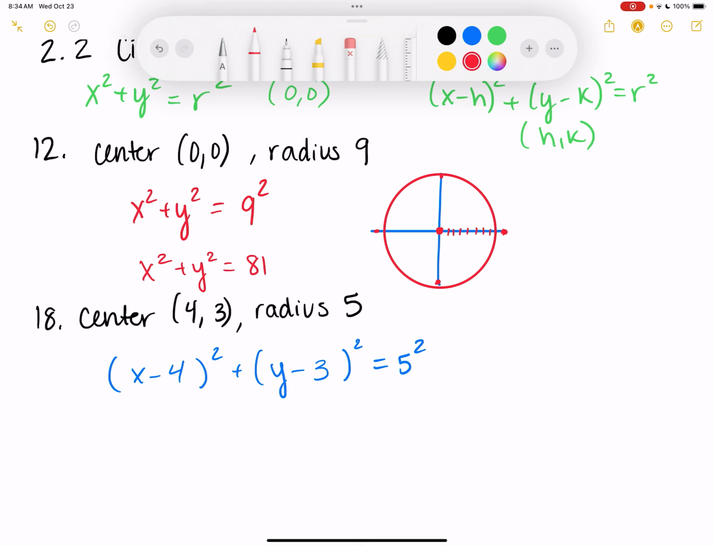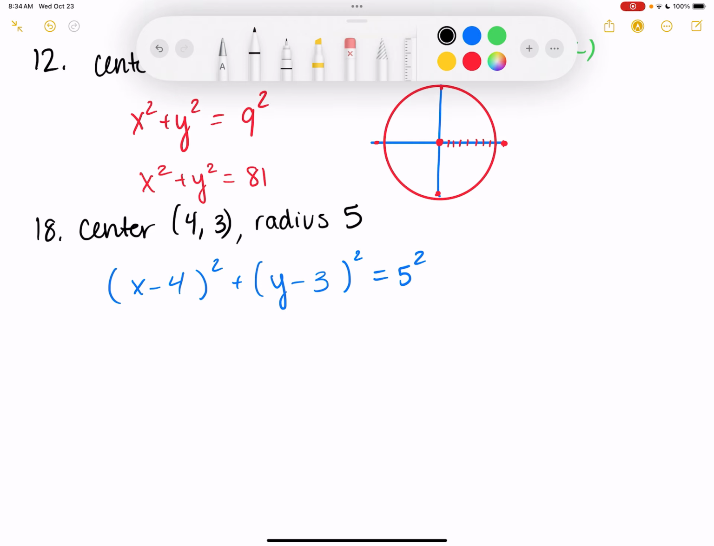Let's look at another one that is not at 0, 0. The center is at negative square root of 3, negative square root of 3. So the x and the y is that. And it has a radius of the square root of 3.